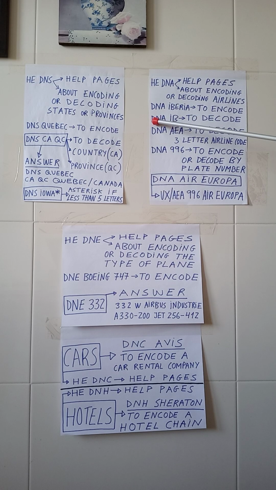DNA IB is used to decode the 2-letter code for Iberia, which in this case is IB. DNA AEA is used to decode the 3-letter code of Air Europa, which in this case is AEA. Air Europa also has a 2-letter code which is UX.